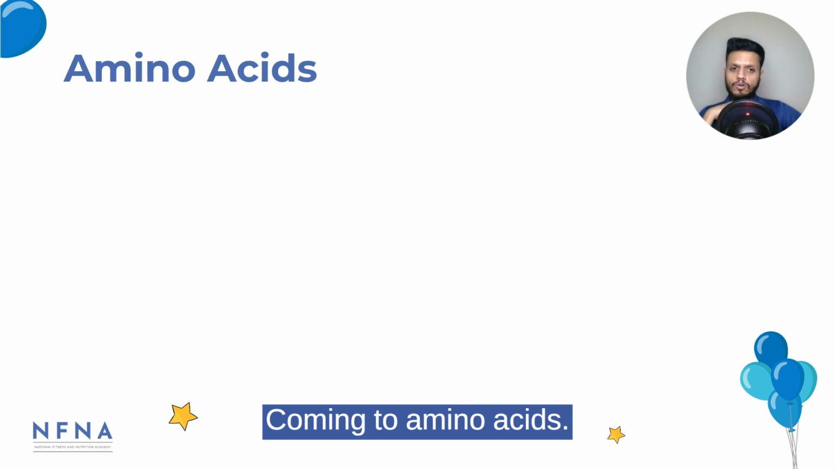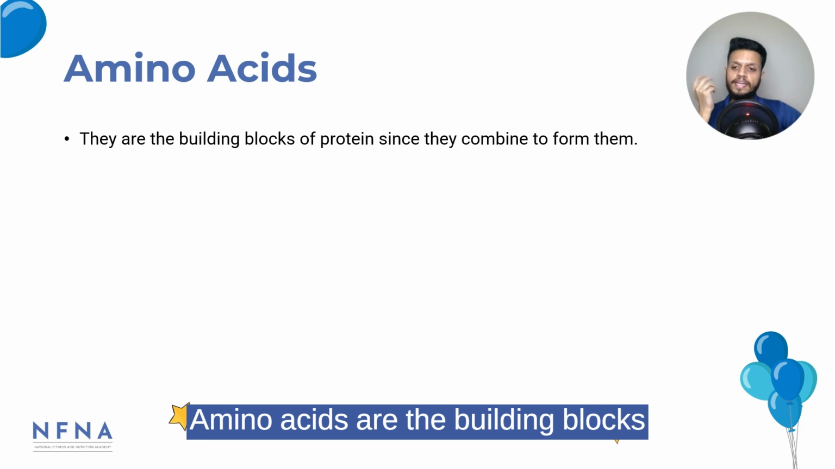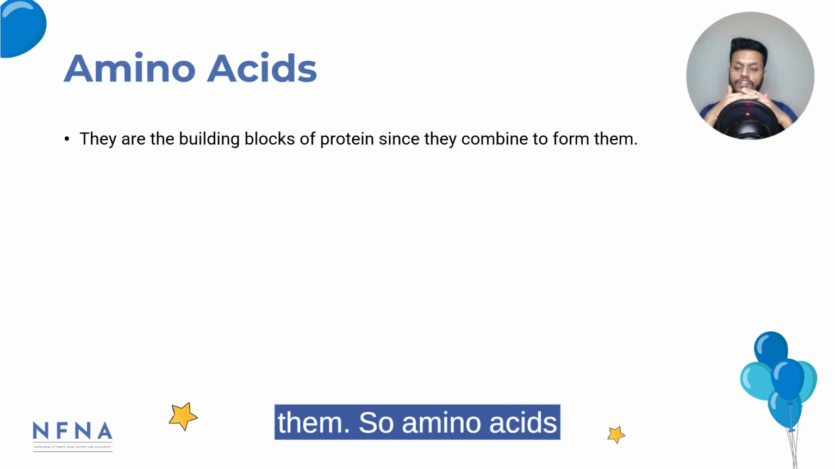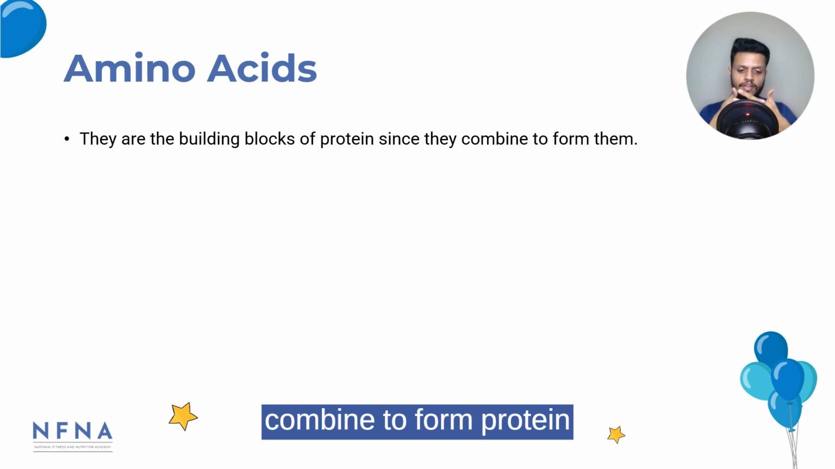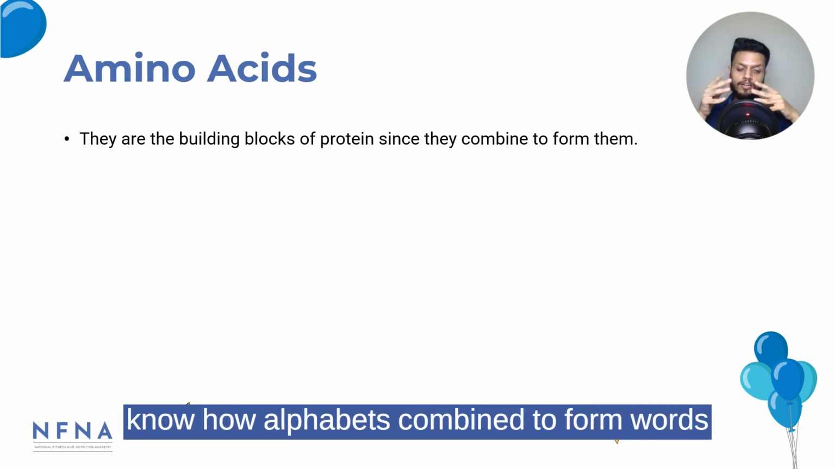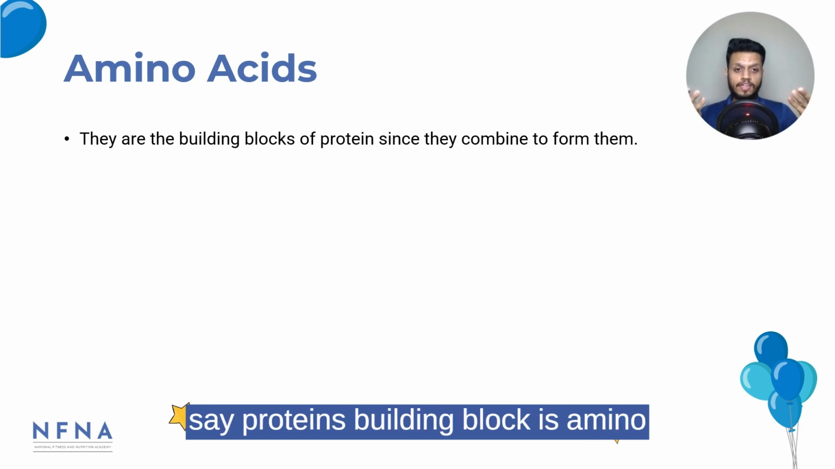Coming to amino acids. Amino acids are the building blocks of protein since they combine to form them. So amino acids combine to form protein. Just like I gave you the example of how alphabets combine to form words in the case of carbohydrates, here we can say proteins' building block is amino acids.